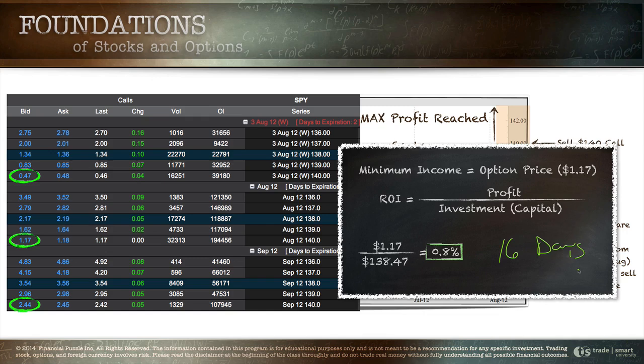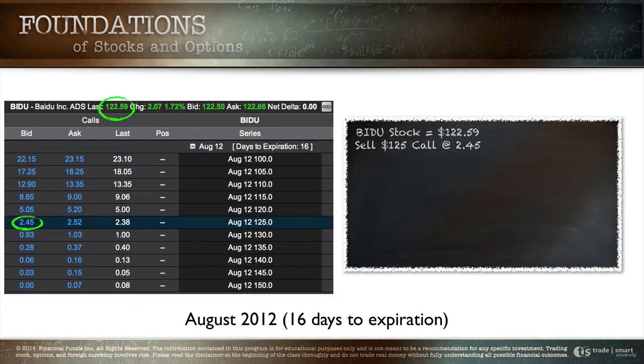Let's do another example here. This was a fairly low volatility trade, so it's a fairly low ROI. Let's do another one here. This was for Baidu. And in this particular case, Baidu was trading at 122.59. So let's do the same trade, just a stock that has a higher volatility so you can get more premium on it. Baidu selling at 122.59. Let's go sell the 125 call option for $2.45 a share.